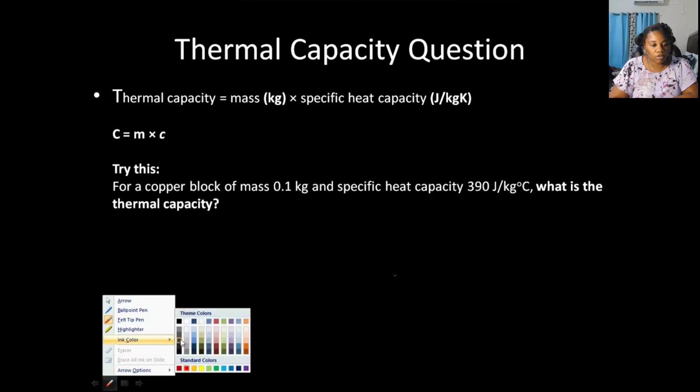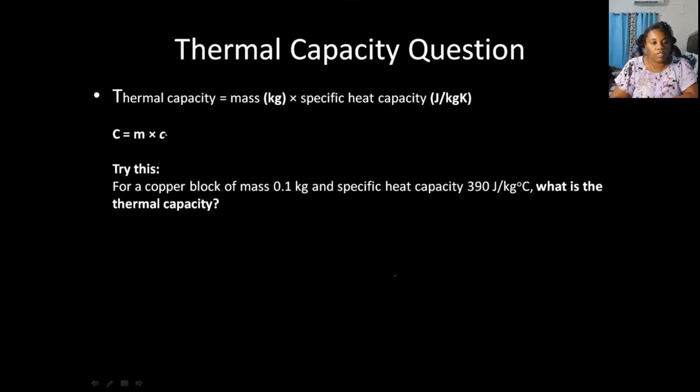I'm gonna use yellow now because yellow is nice and bright. And we're going to list all the things we have. We have mass. Always list, by the way, because then you don't forget anything. So we're going to put the mass right here, equal to 0.1 kilograms. And we're going to put the specific heat capacity.